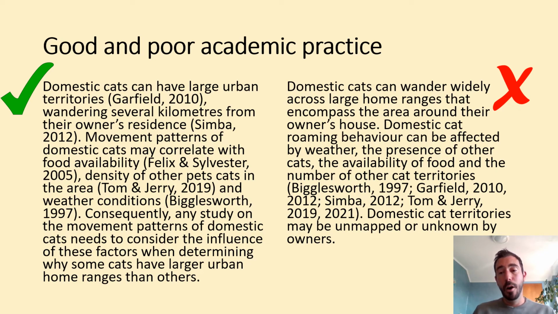With the red cross, we can see an example of poorer academic practice. The paragraph has very weak referencing. The referencing is not consistent, and there's many sweeping statements that are not supported. We then have a whole list of references that are vaguely attached to a sentence, but we don't know which key point or argument is related to which citation. The citations are not embedded fluently throughout the paragraph.